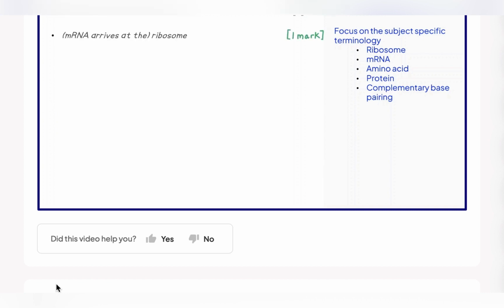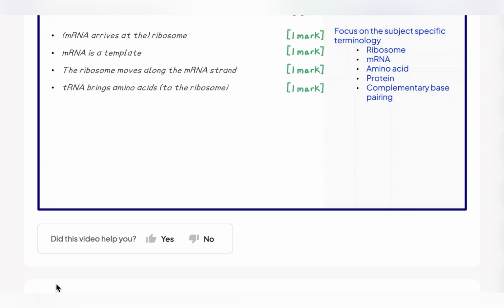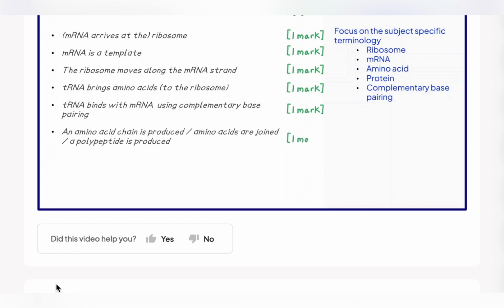Firstly, the mRNA arrives at the ribosome. The mRNA acts as a template, and the ribosome moves along the mRNA strand. tRNA brings amino acids to the ribosome, and the tRNA binds with the mRNA using complementary base pairing. An amino acid chain is produced.